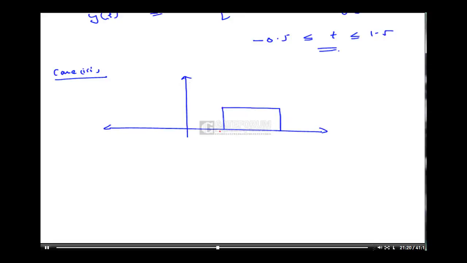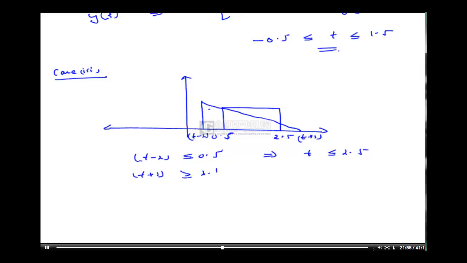Your h tau is remaining constant at the same place. There is a possibility some portion is lying inside and other portion may be lying outside. So this is t minus 2 and this one is t plus 1. Okay. So here when this will happen, t minus 2 will be lesser than 0.5. This implies that t is lesser than 2.5. T plus 1 is greater than 2.5. This implies t is greater than 1.5.